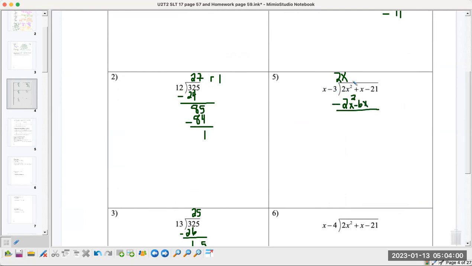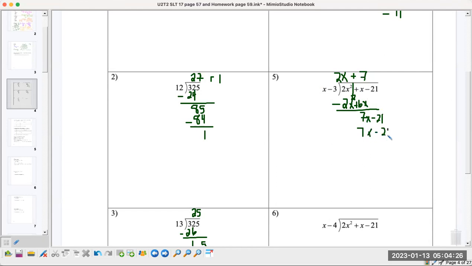Subtract, cancel. All right, negative times negative is going to give me a positive. So I'm going to go ahead and change that. It's 1x plus 6x gives me 7x. Minus 21. 7x divided by x is plus 7. Multiply back, we get 7x. And then we get a negative 21.